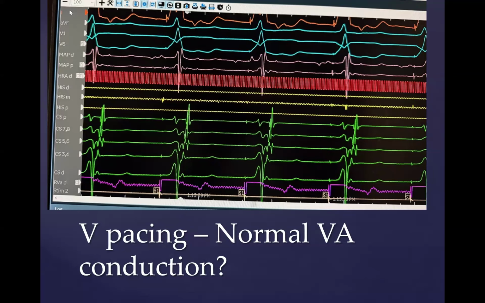So those are the reasons why left-sided pathways in general are easier to ablate. Downside, of course, is you have to do transeptal. Transeptal carries its own risks, obviously, but assuming that you know how to do a transeptal and that it goes smoothly, then in general, electrophysiologists would prefer to see a left-sided pathway.